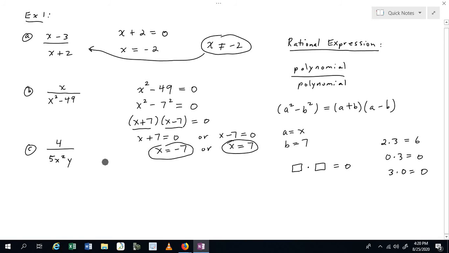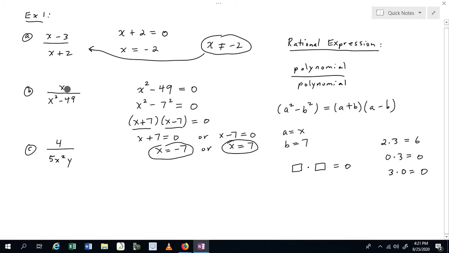And we can double check this. When I plug 7 into here, 7 squared is 49. 49 minus 49 is 0. And by the way, you should plug 7 in for this x value too, so you get 7 over 0. So when I plug 7 in, this is 7 divided by 0, which is undefined.